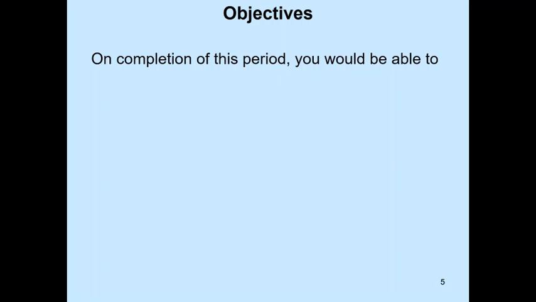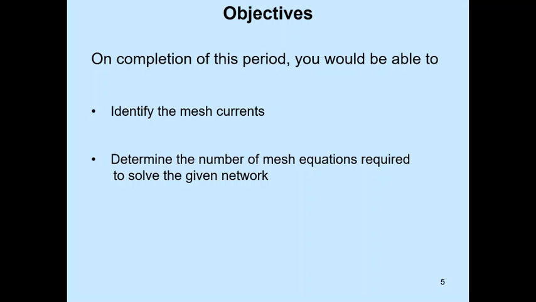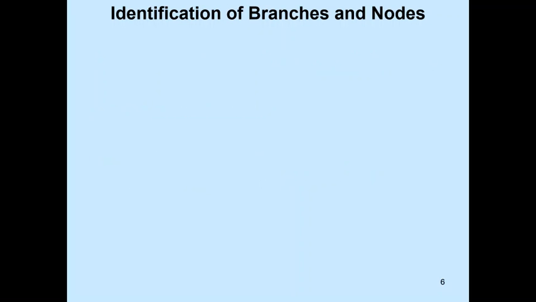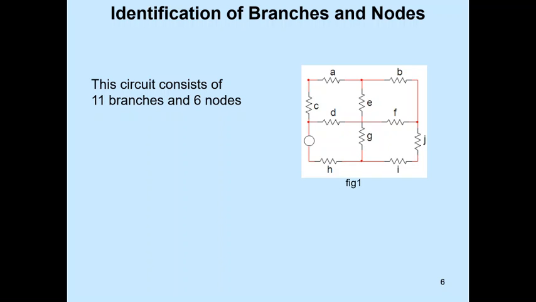So on completion of this period, you would be able to identify the mesh currents and determine the number of mesh equations required to solve a given network. See this figure? In this figure, there are 11 branches and 5 nodes.